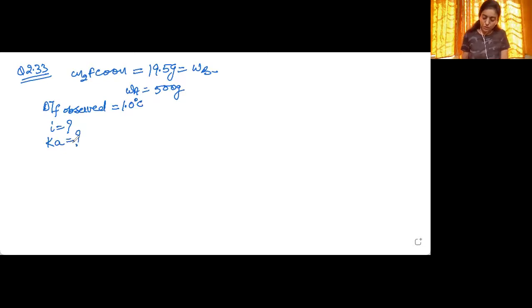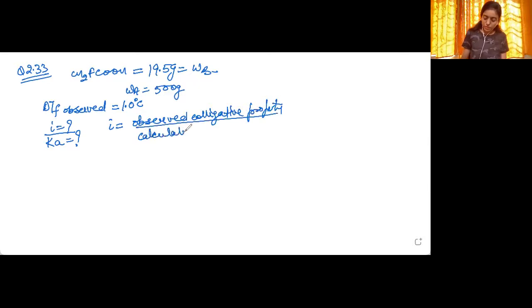Okay, now first of all, we need to understand how we can find out the value for Van't-Hoff factor. Now we have different formulae for value of Van't-Hoff factor. One is the one which we have used in the previous two questions. Here we will be using a different formula. Value of i is equal to observed colligative property upon calculated colligative property. So observed colligative property, that is delta Tf, it has been given to us.